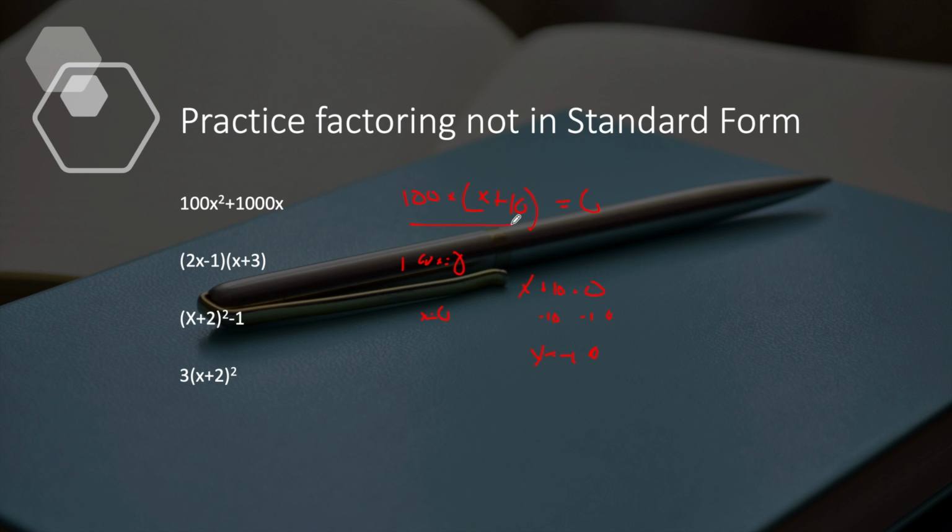So this would be our factored form. This would be our x-intercept or our solution. Checking our answer, and we got it right. Okay, next question. So while this isn't in standard form, we do know that this is in solution form, or this is already in factored form. Because of this, we don't even have to factor, so it would just be the same answer.